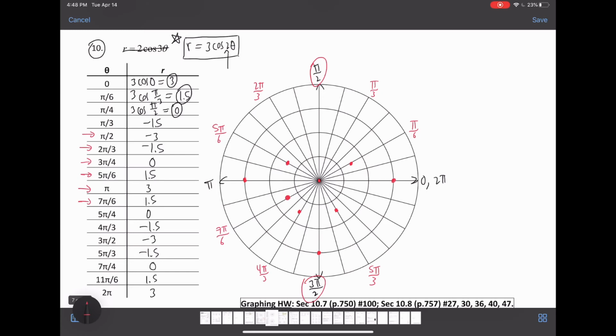5 pi over 4 is 0. We already knew about that. 4 pi over 3 is negative 1.5. So here we are at 4 pi over 3. We're flipping up to pi over 3, and we're coming out 1.5.